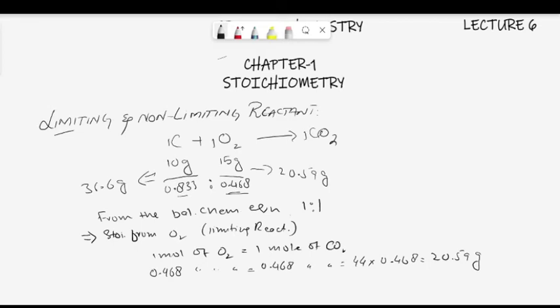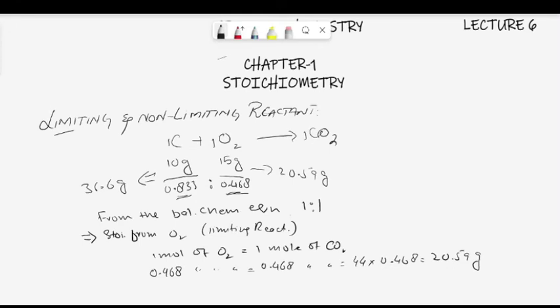So what does this mean? In the start of the lecture, we defined limiting reactant in two ways. The first one is that limiting reactant is a reactant that is present in lower molar ratio, or you can say in lower number of moles. So if you see from here, we have carbon equal to 0.83 moles and oxygen is 0.468 moles. So the number of moles of oxygen are lower in this case, so oxygen should be the limiting reactant.